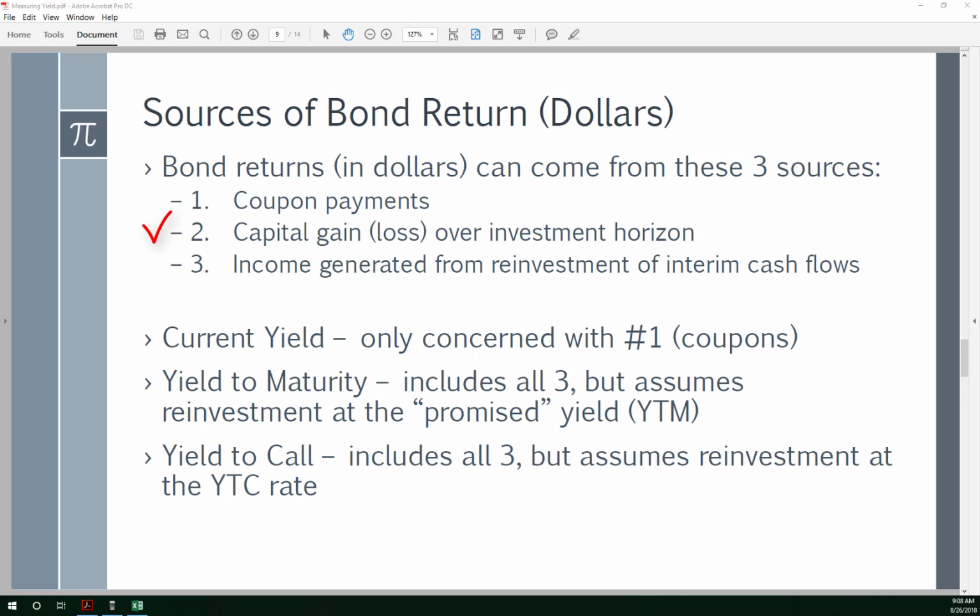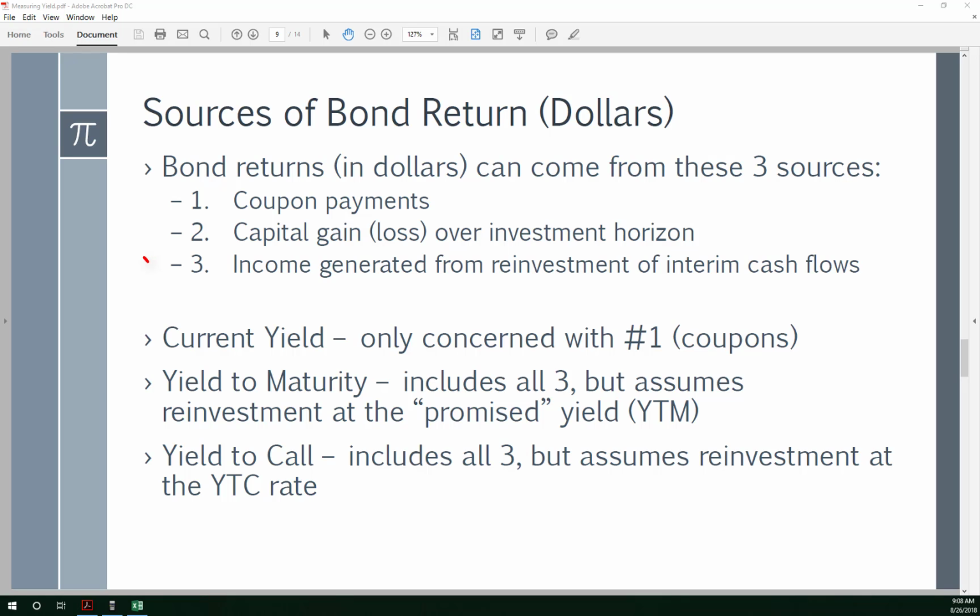The second way you can have a bond return in dollars is through the capital gain, and by the way, that could be a loss just as easily over the investment horizon. If you're buying a bond and that gains in value over your investment horizon, you're getting some dollar returns that way. Of course, if the bond loses value over your investment horizon, you've got a negative return in dollars, and that's going to affect the cash that you end up with.